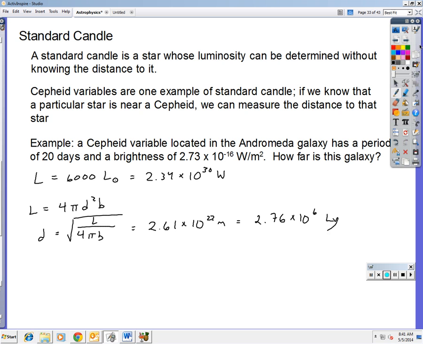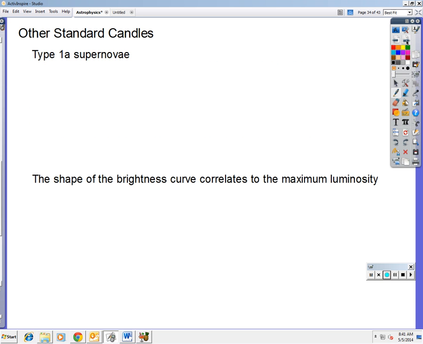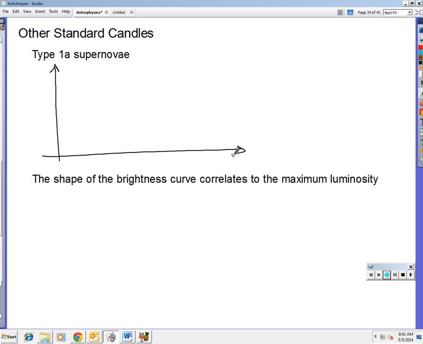Cepheid variables are the most important kind, but there are others as well. Type 1a supernovae are another important one. And a supernova, remember, is basically an exploding star, but there are particular types of supernovae. And type 1a, you don't need to know the details of it, but the light curve from a type 1a supernova looks about like that, if you look at its luminosity and the temperature.